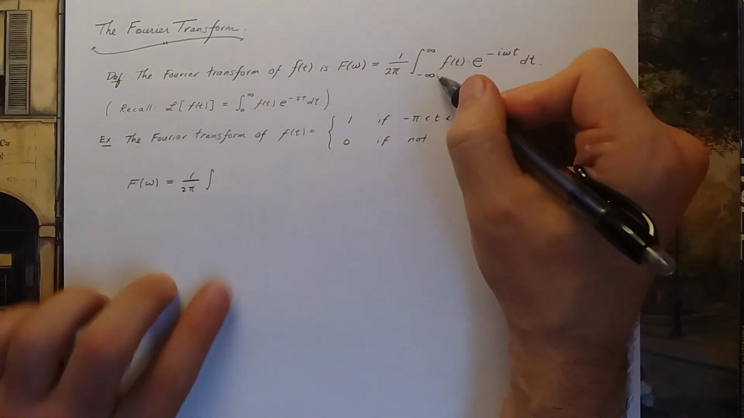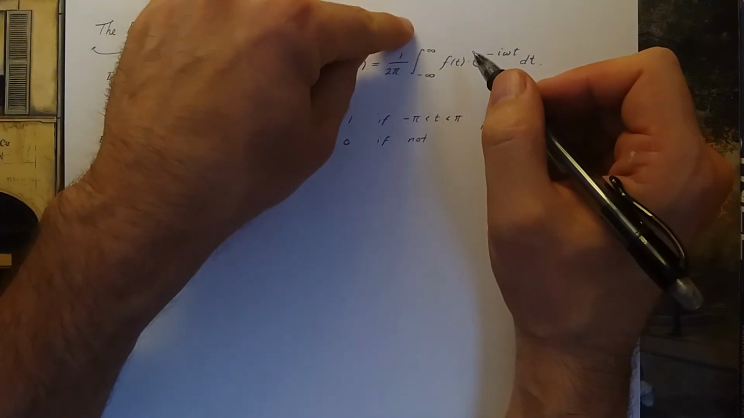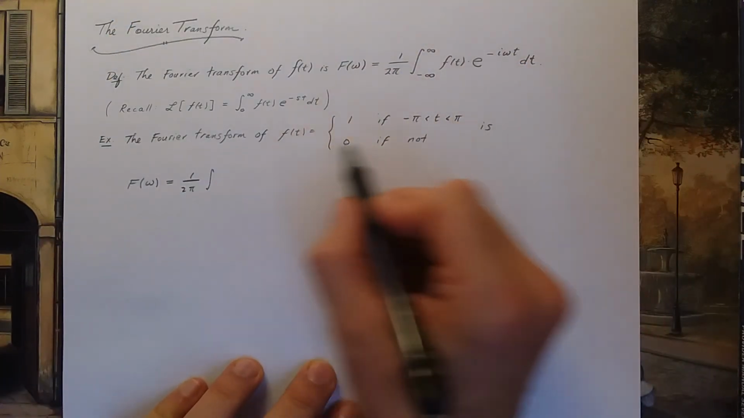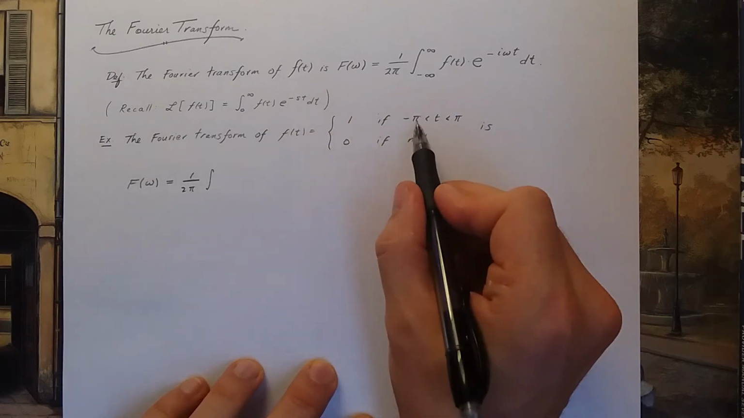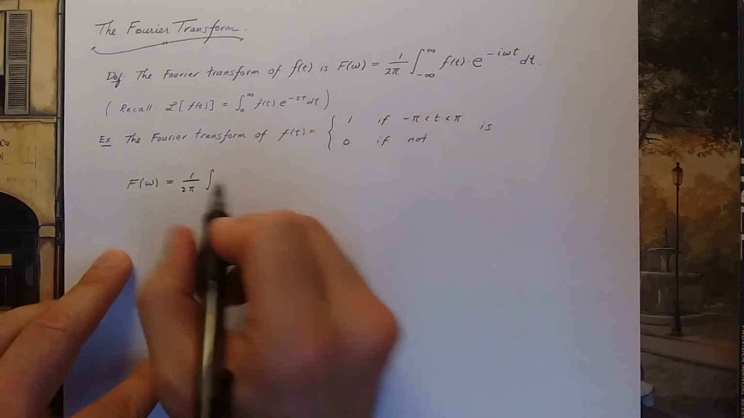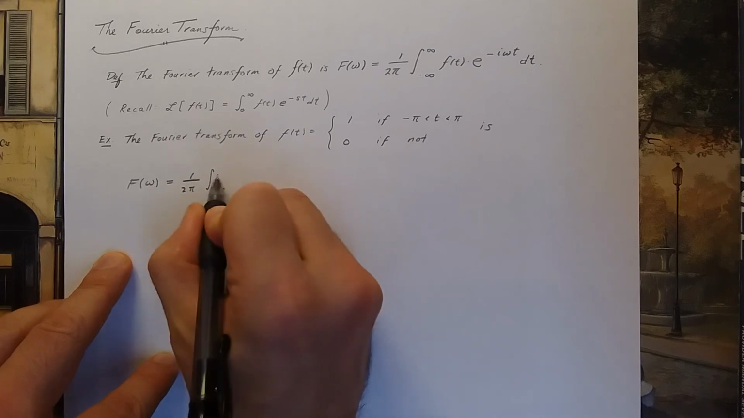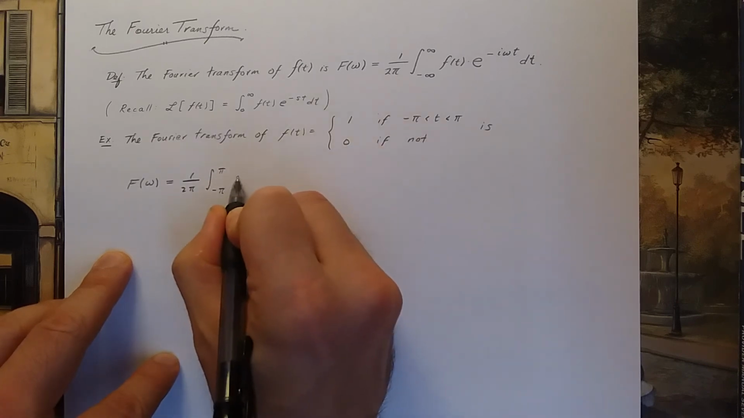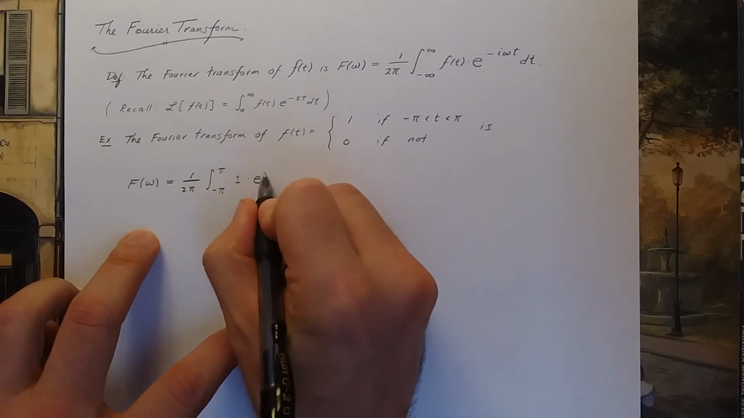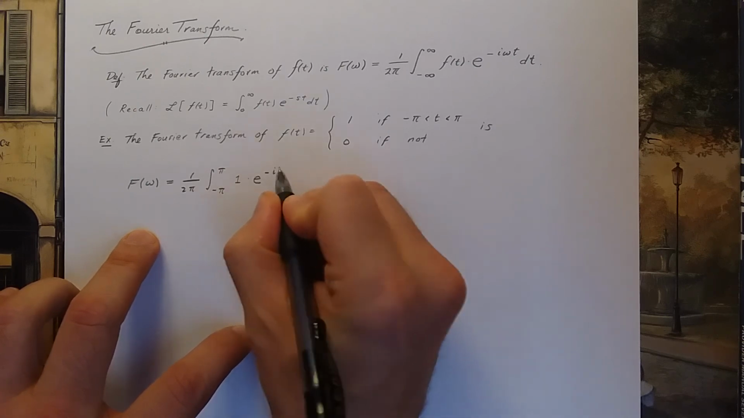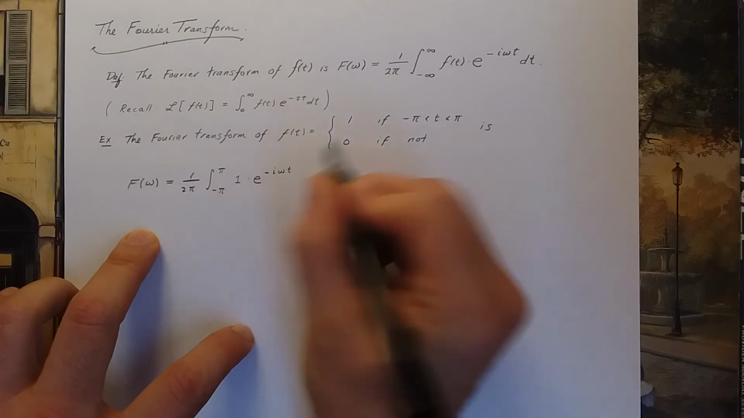Now the integral in the definition goes from negative infinity to infinity, but for this specific example, the function f is 0 unless you're on the interval from negative pi to pi. So I'm going to integrate from negative pi to pi the function 1 times e to the negative i omega t.